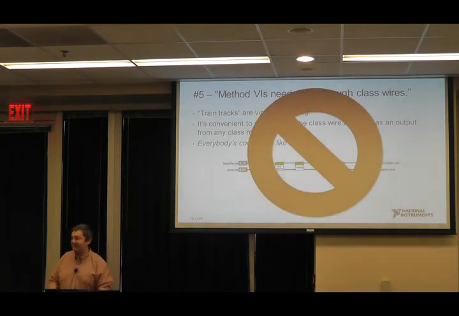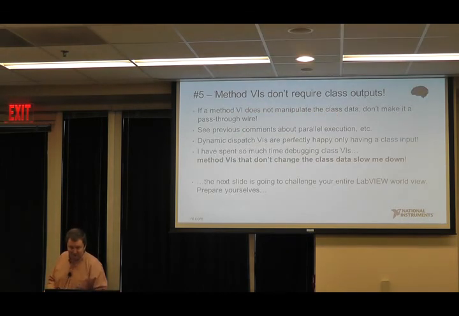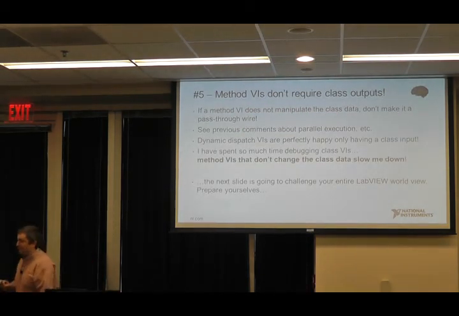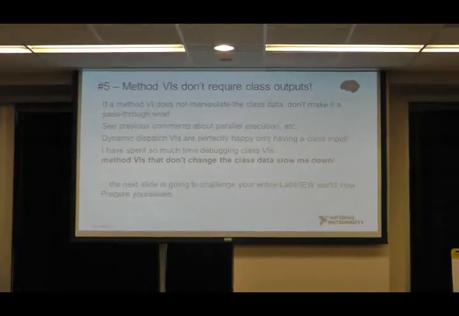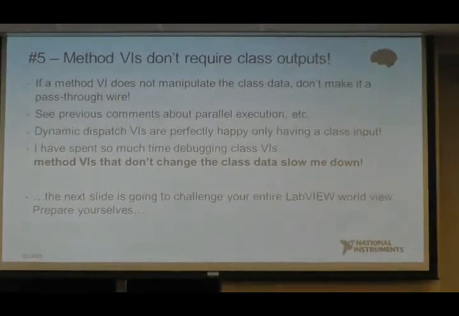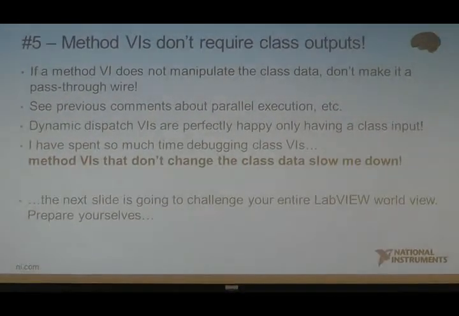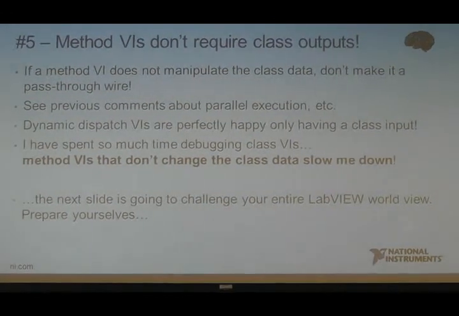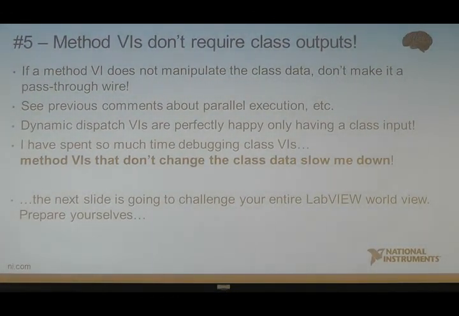I now hate to see train tracks with class method VIs. I'm going to tell you why. If your class method VI does not modify the data in the class, please don't put a class output on that class method VI. For one thing, you lose the parallel execution benefit that you often have, where you can have VIs running in parallel as opposed to in a train track.